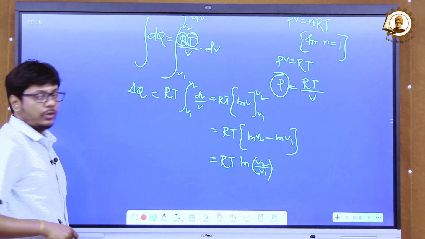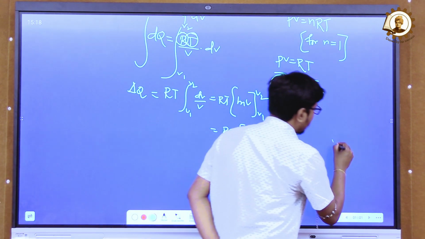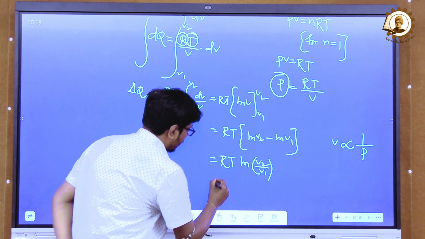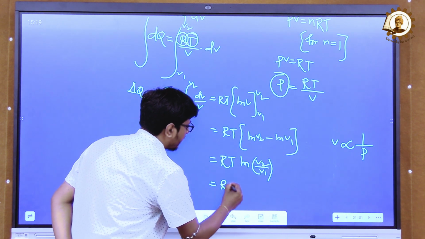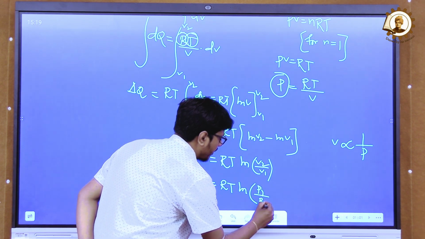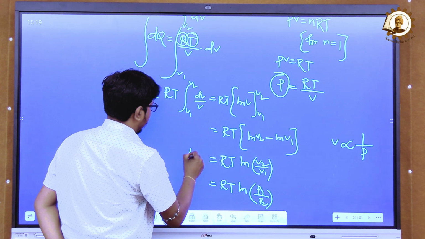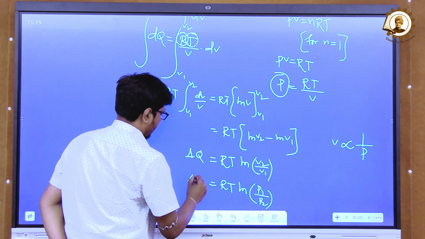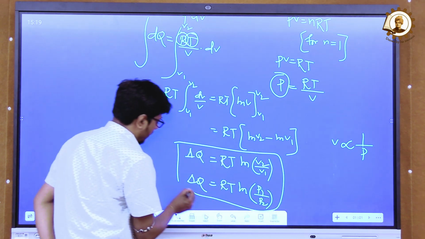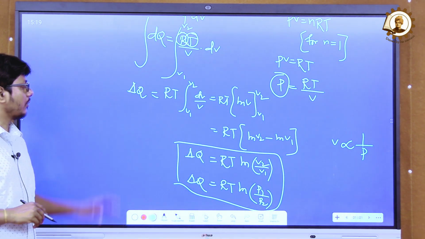Okay. And we all know that V is inversely proportional to P, that is proportional to 1 by P. So from there we can also write this as P1 by P2. Okay. So delta Q equal to RT ln V2 by V1, which is equal to RT ln P1 by P2. These two are the formulas for the isothermal process.